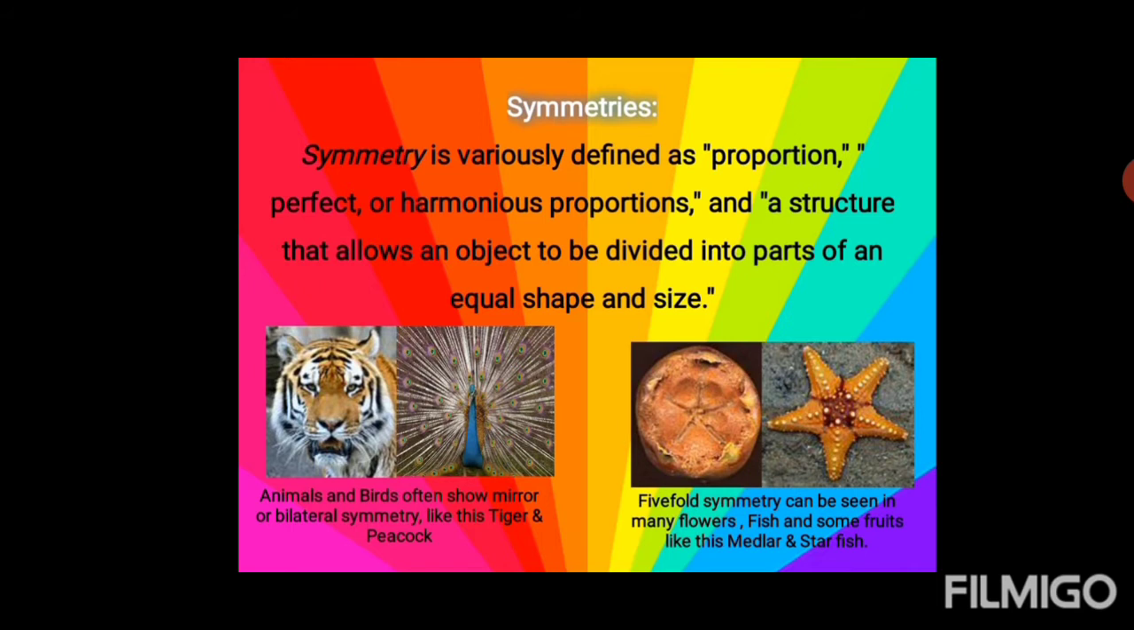First one is symmetries. Symmetry is variously defined as proportion, perfect or harmonious proportions, and a structure that allows an object to be divided into parts of an equal shape and size. See, animals and birds often show mirror or bilateral symmetry. Like this tiger and peacock is an example of bilateral symmetry, and fivefold symmetry, the example of starfish and medusa.